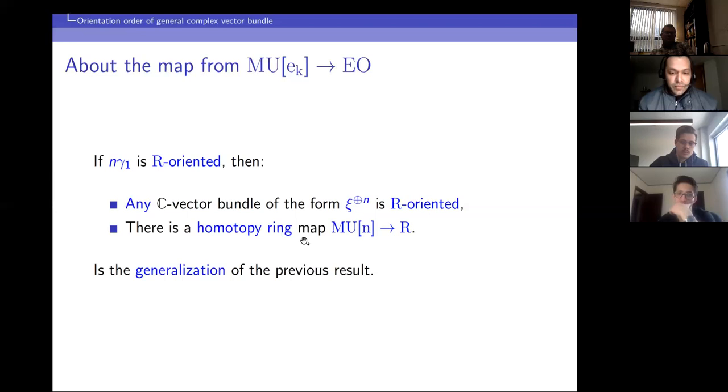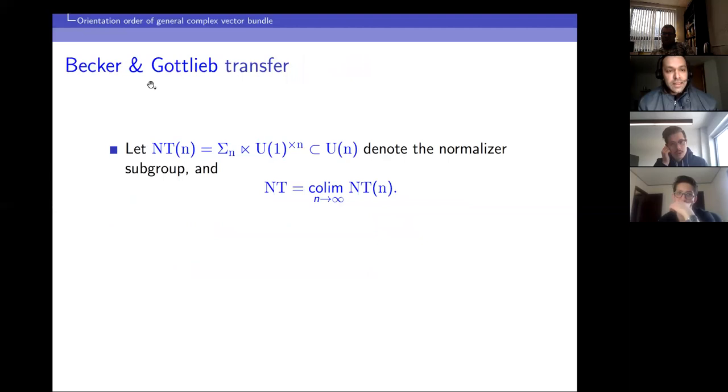This generalization can be obtained through Baker and Gottlieb transfer maps. To describe that, let me begin by recalling the normalizer subgroup of UN, which I'm denoting by NTN, which is sigma n semi-direct product with U1 to the n, where U1 is S1. And then you take the colimit, and I denote that by NT.